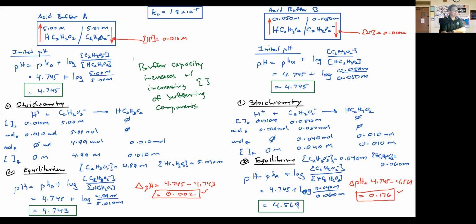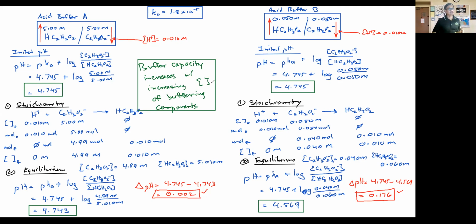And this is why I wanted us to work through this problem, because we see that the buffering capacity is directly dependent upon how much of the buffering components we have. If we have more of the buffering components, it's going to be more resistant to changes in its pH. And that's exactly what we see happen right here. So the buffering capacity is going to be dependent upon these initial concentrations of the components of the buffer itself. Okay? All right.